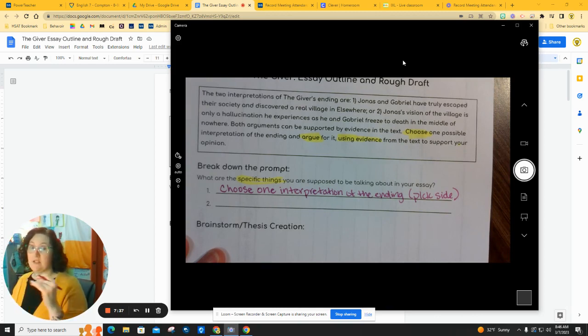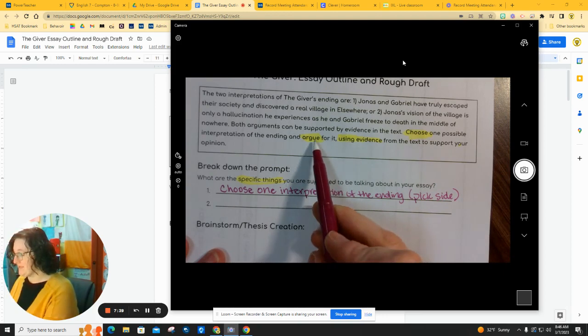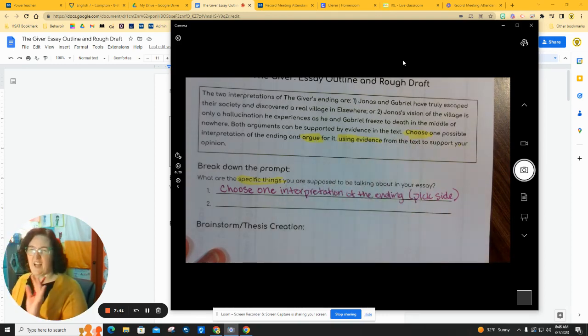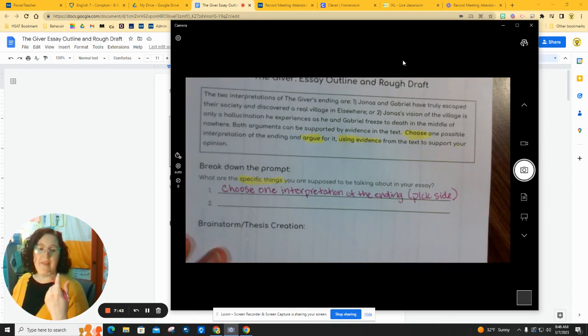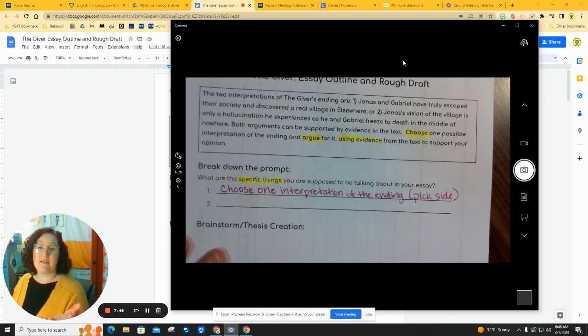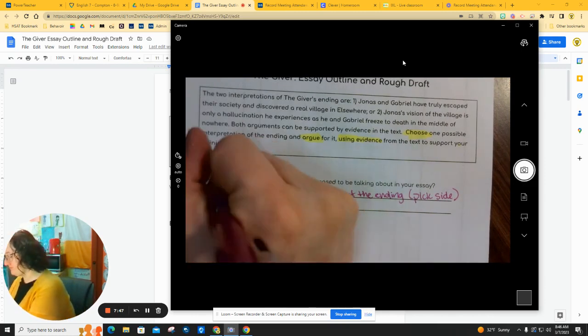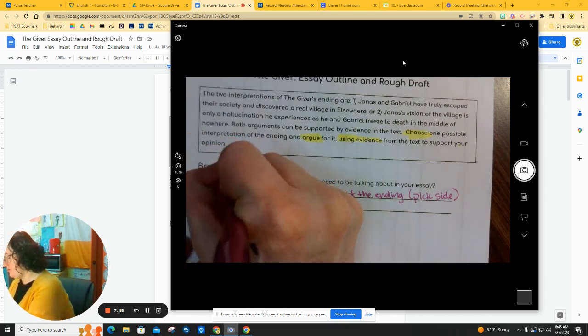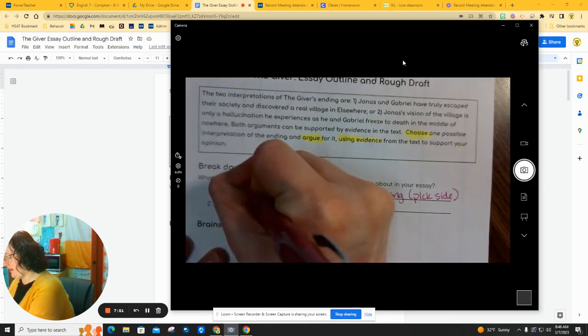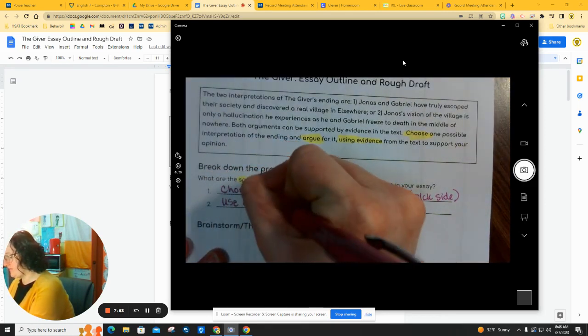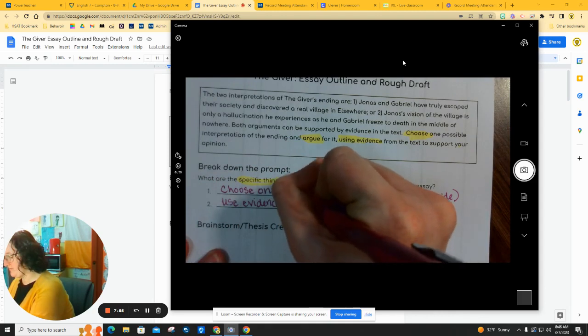So that's essentially the same thing. By saying argue and choose, that's kind of the same one. And then I need to use evidence from the text to support my opinion. So use evidence to support.